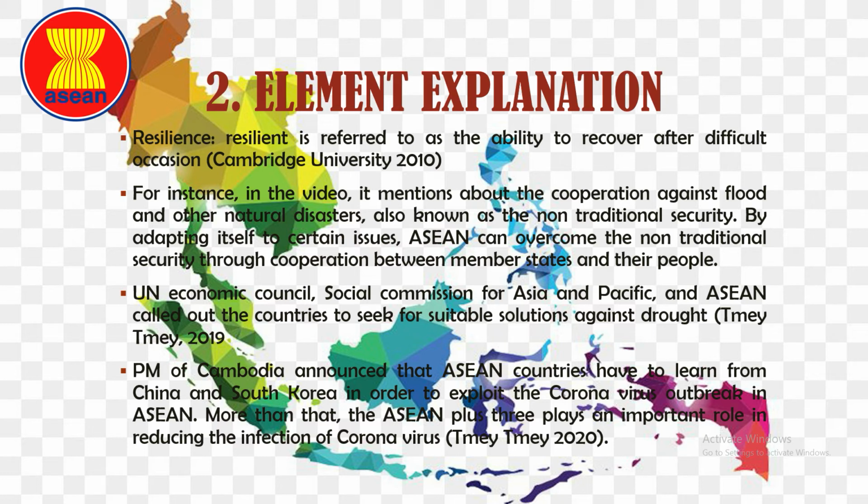Apparently, Cambodia and other countries in Southeast Asia faced a natural disaster known as drought, which happens because of climate change and could lead to a dramatic decrease of the economy since this proud country depended mainly on agriculture as the main source of its economy. Therefore, the United Nations Economic and Social Commission for Asia and the Pacific, known as ESCAP, and ASEAN called on the countries to seek suitable solutions against drought.